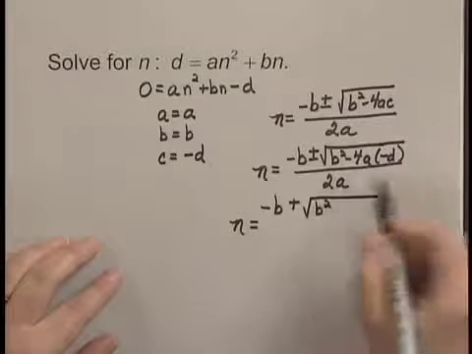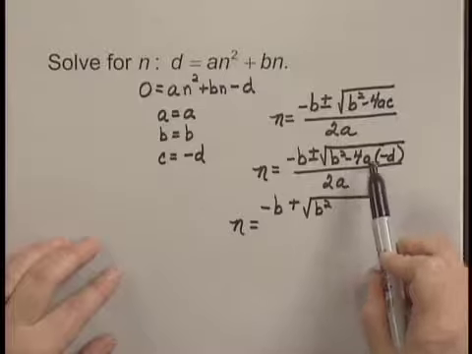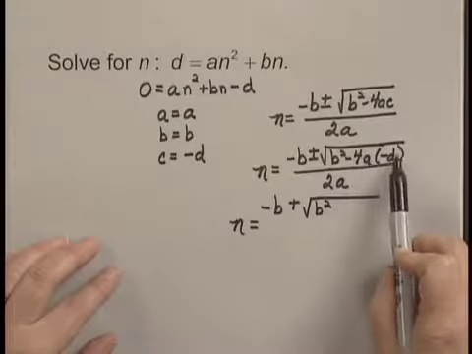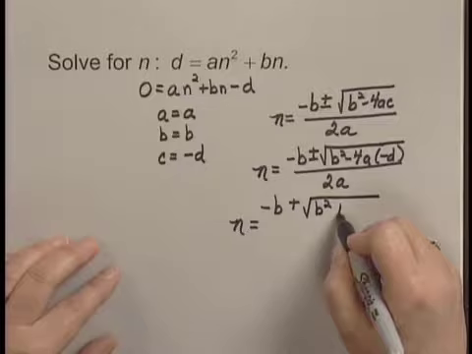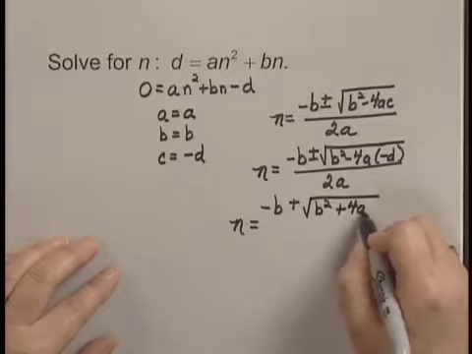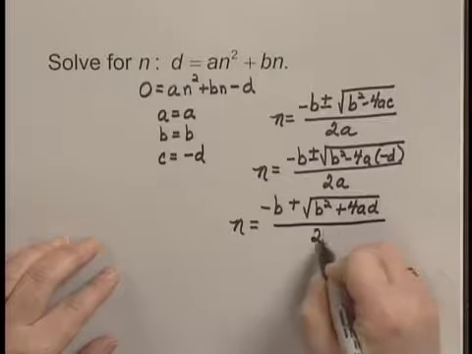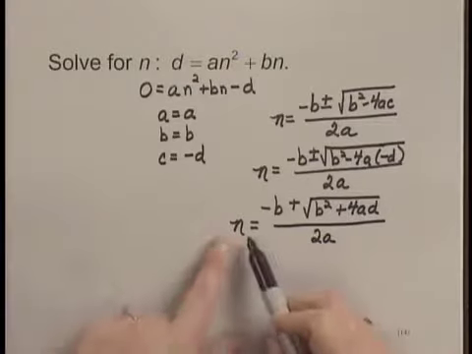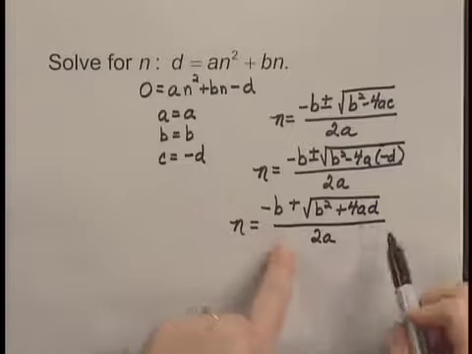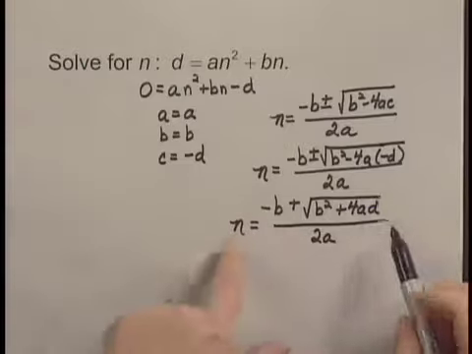Using the positive root, I have n equals the opposite of b plus the square root of, I have b squared. Now I have minus 4 times a times the opposite of d. That'll give me plus 4ad. And all that will be written over 2a. Since I have n by itself on the left side, no occurrence of n on the right side, I've solved for n.